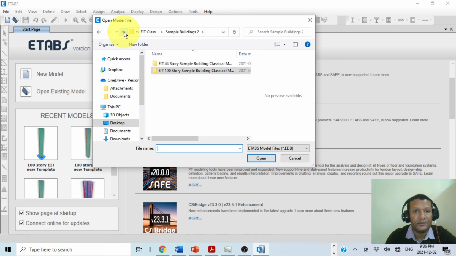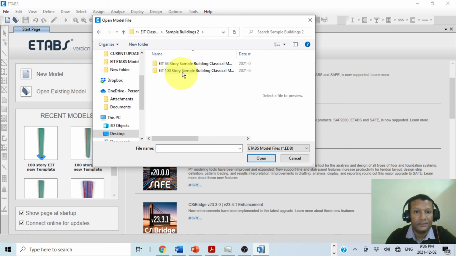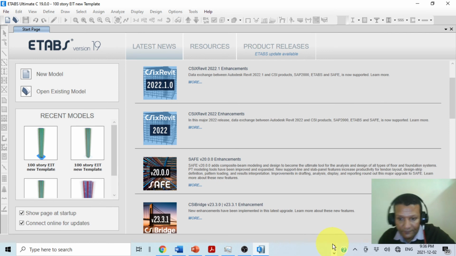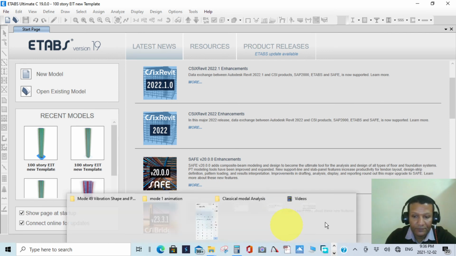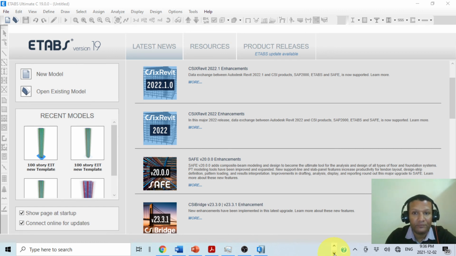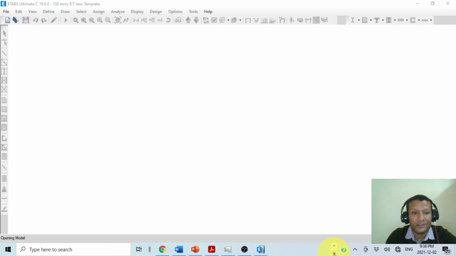Classical models. Yes. That's why at the end of the day I want to do this analysis with PERFORM-3D, because PERFORM-3D is good especially for nonlinear analysis.